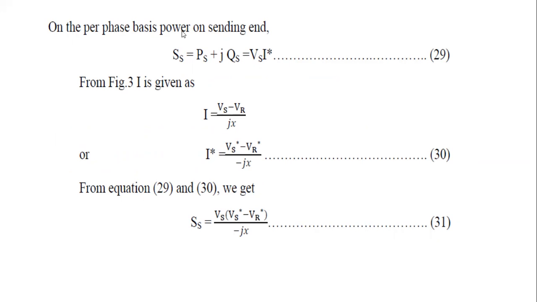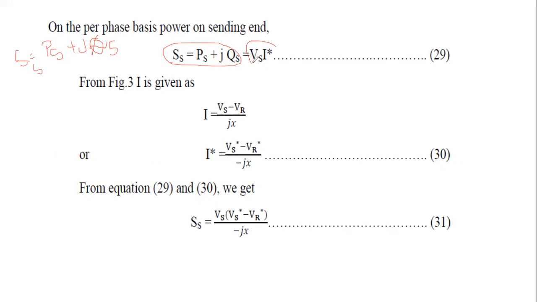Therefore, what is the formula for power? Power, that is S. S is equal to the active power plus j times the reactive power, Ps plus jQs. On the sending end side, that is Ss. Complex power is real power plus j reactive power, that is Ps plus jQs, which refers to the sending end. That's why we consider Ss is equal to Ps plus jQs.